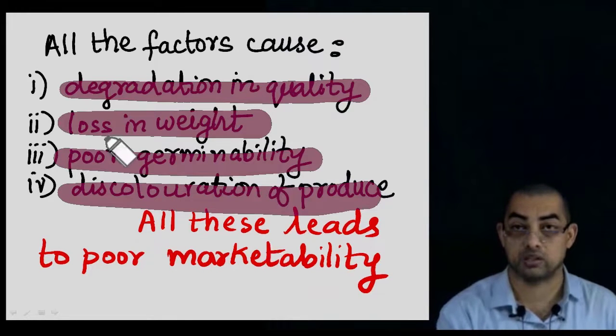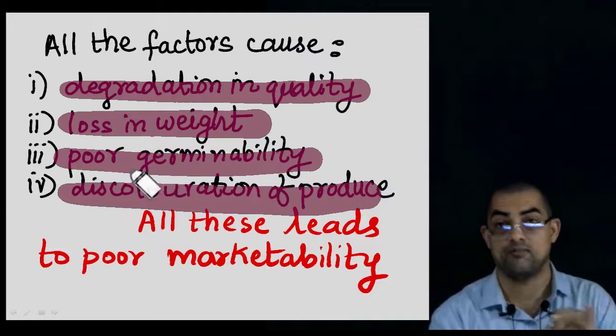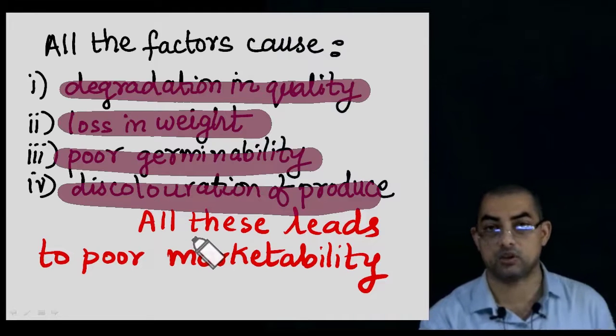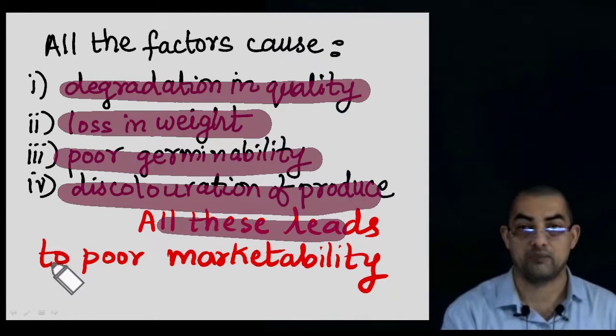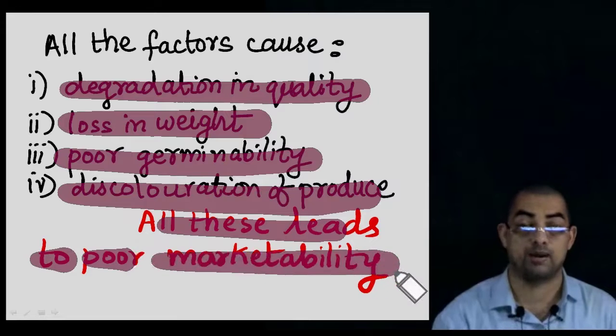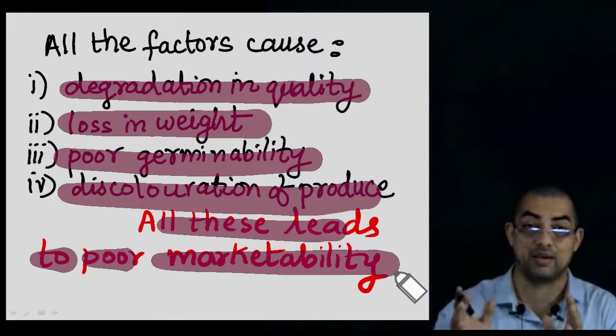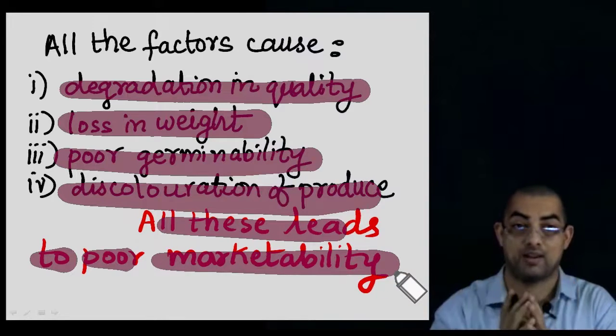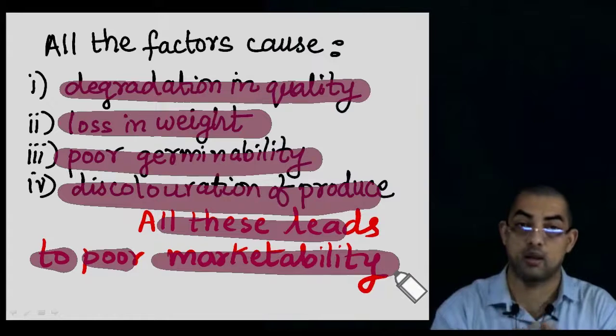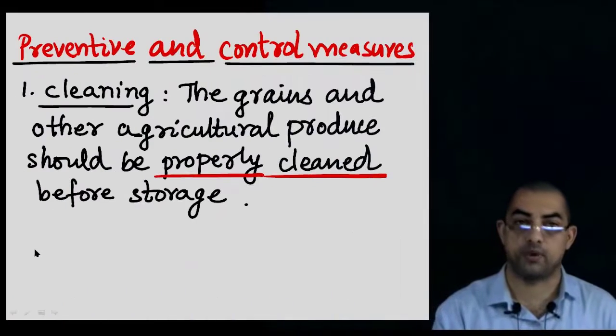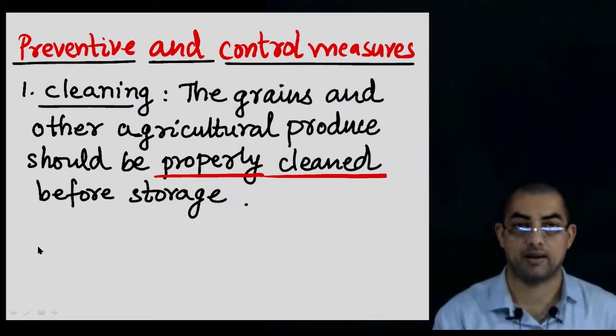All these things, degradation in quality, loss in weight, poor germinability, and decoloration of the produce, are definitely going to lead to poor marketability. That means if you take these seeds which are affected by all these abiotic and biotic factors and try to sell them in the market, you will not get good money. So how do you prevent this? How do you control these abiotic and biotic factors?